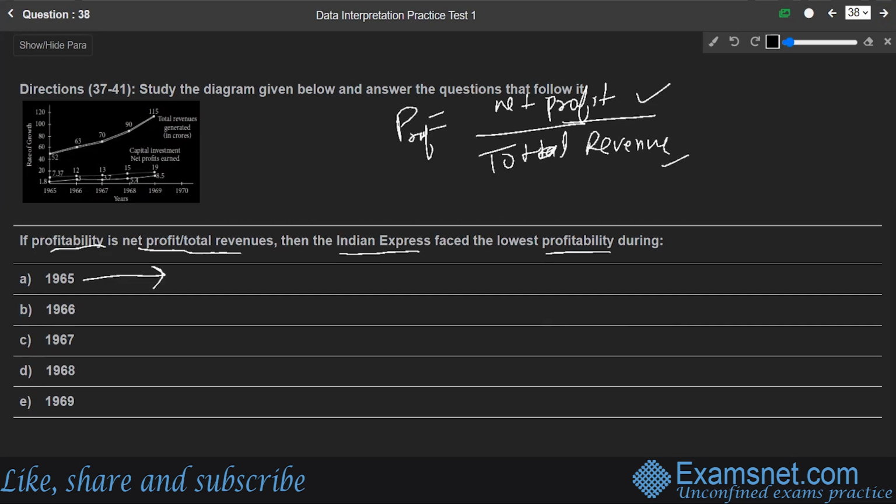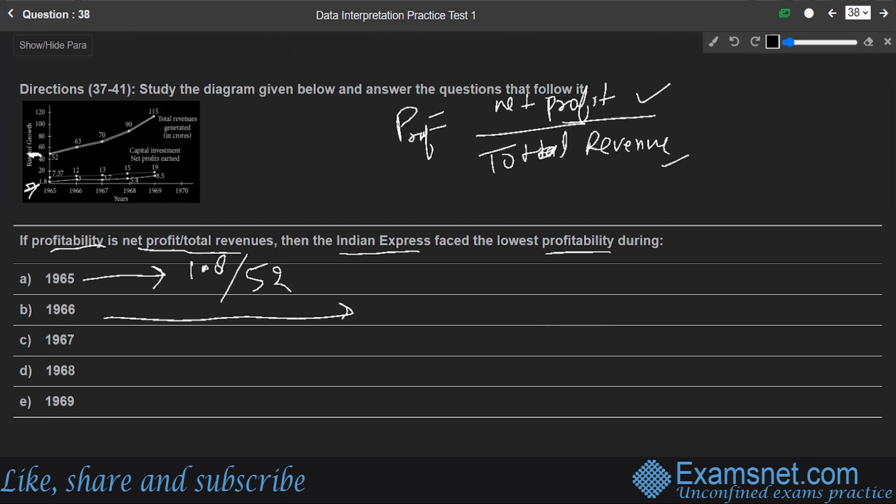If you go for 1965, net profit in 1965, if you read the data, the profit line is the least line. The value is coming out to be 1.8. So it is 1.8 divided by the total revenue in 1965. We can see in the graph the total revenue is 52. So this is 1.8 divided by 52.